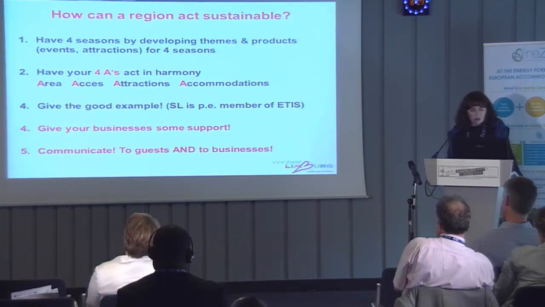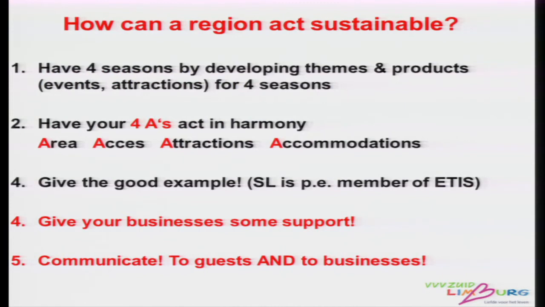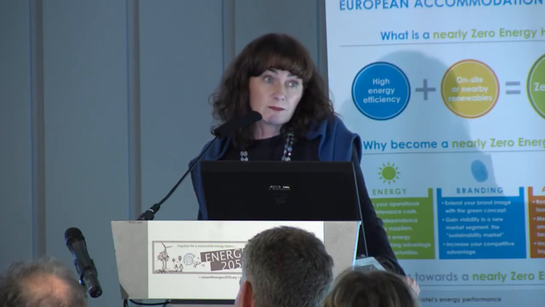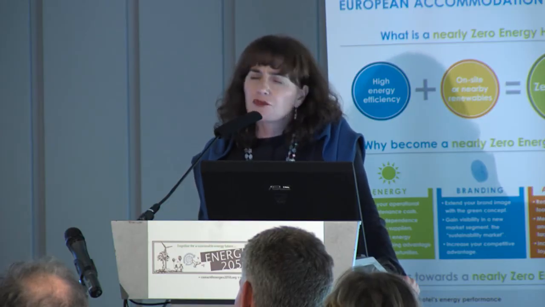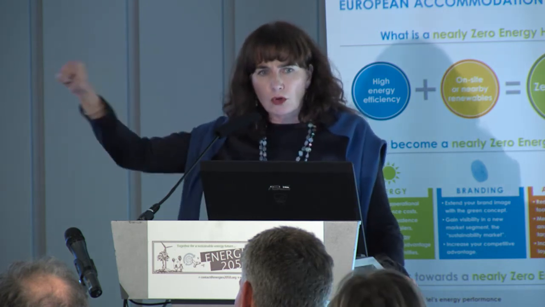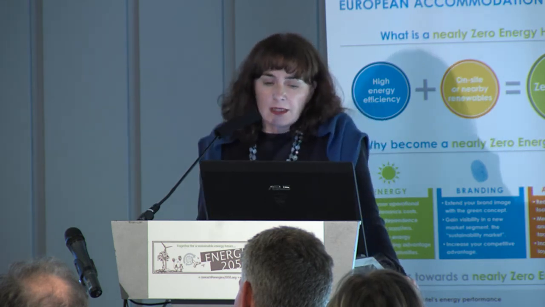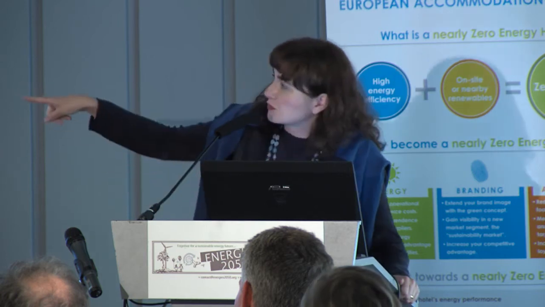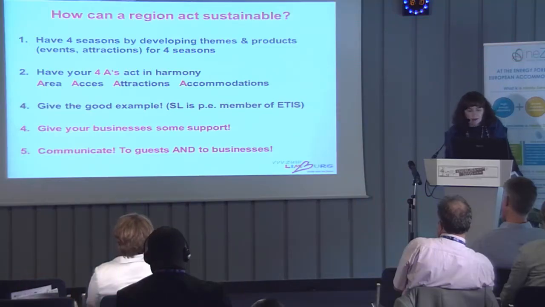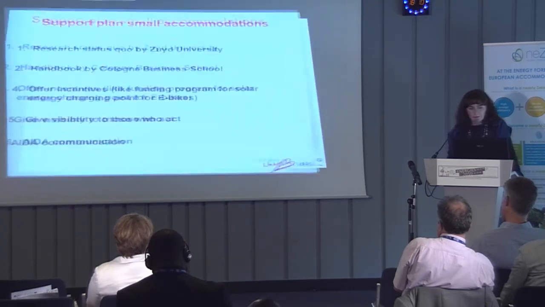Then the third action for a region is give the good example yourself. South Limburg, for example, is the only region in the Netherlands that is participating within ETIS. ETIS is the European Tourism Indicator System. The city of Amsterdam is also in it, but we are the only region. And we promote that we are in it. Everywhere where we come, we say we are working on a sustainable position. Guests should know that. And then fourth, give your businesses some support, and that's why it's red, because I'm going to talk about that more, and communicate to guests and to businesses.